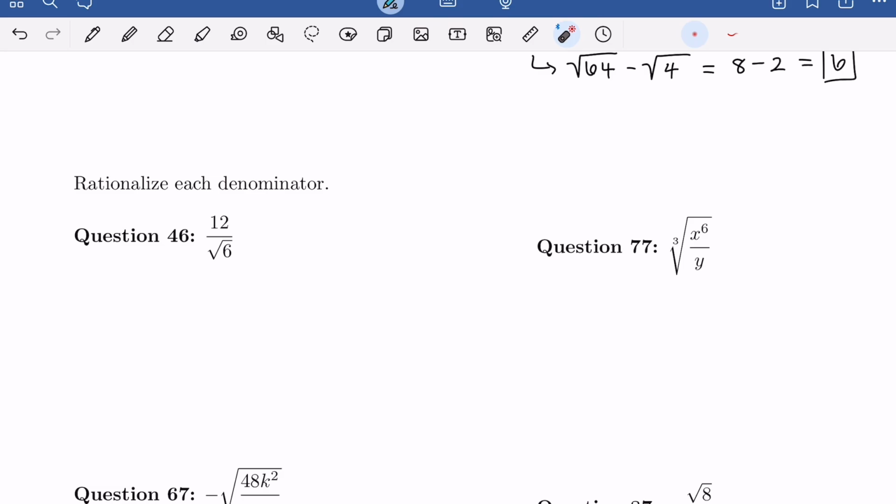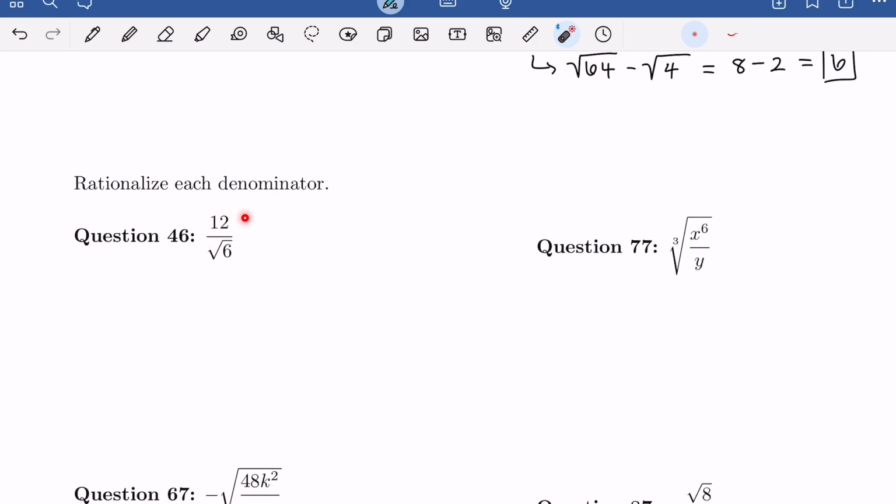So the next thing that we're going to look at in this section is called rationalizing denominators. And we do this because a simplified radical expression has no radical in the denominator. So for example here, this one is not fully simplified because we have a radical in the denominator.